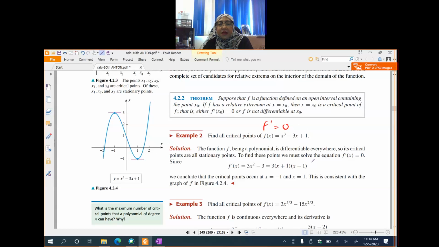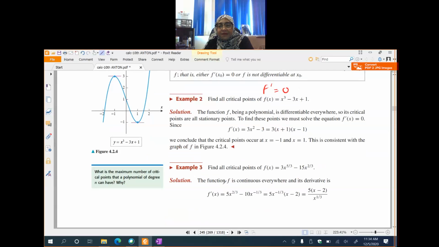Then you factorize, and if you let this equal to 0, you can find its roots at x equal to 1 and x equal to -1. Then you can check whether x equal to -1 and x equal to 1 is a relative maximum or relative minimum based on the table. For this next one, this is not a polynomial, so you have to be careful. For the previous one, it is a polynomial, but this one is not.